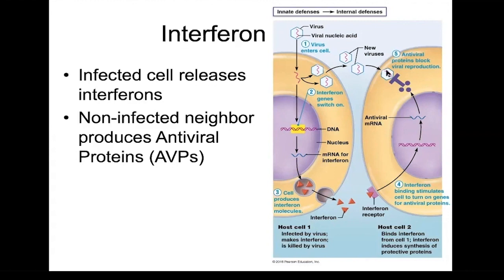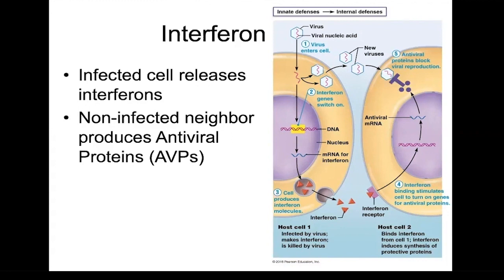If this cell becomes infected with a virus, the AVP turns off the protein synthesis mechanism within the cell. That prevents the virus from replicating. So what the interferons do is they prevent viral replication or the spreading of the infection.